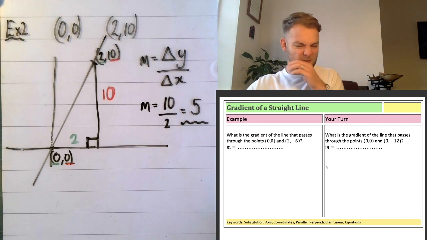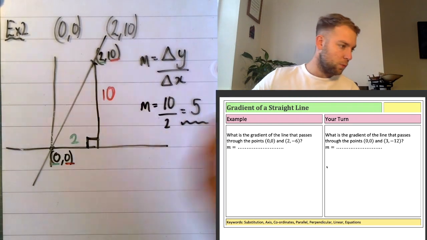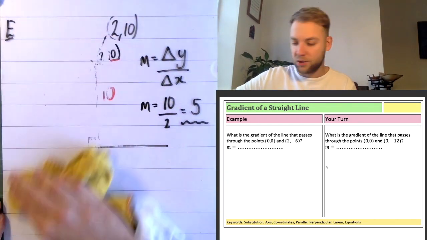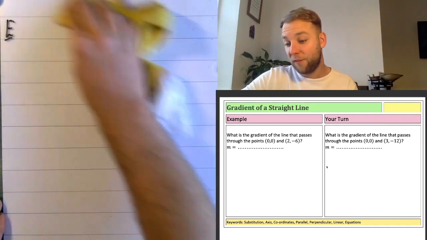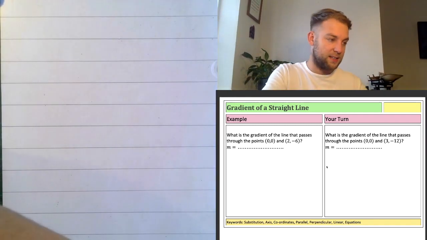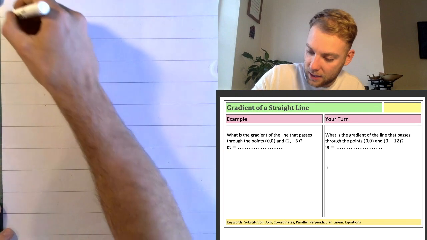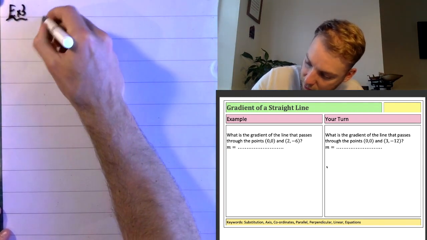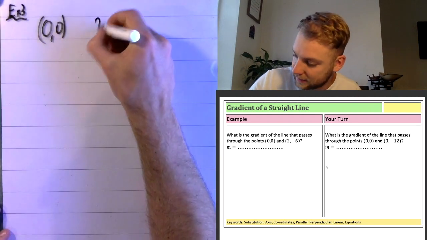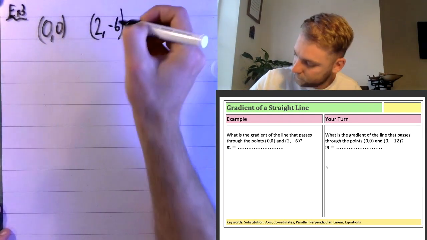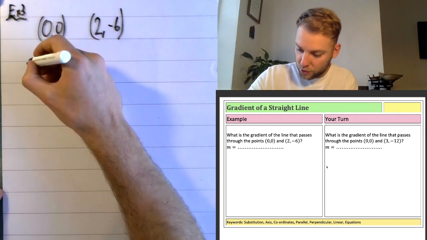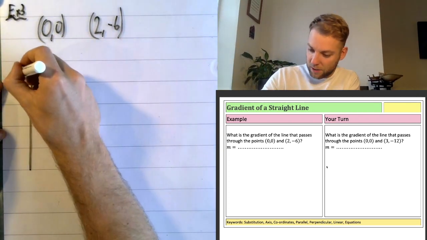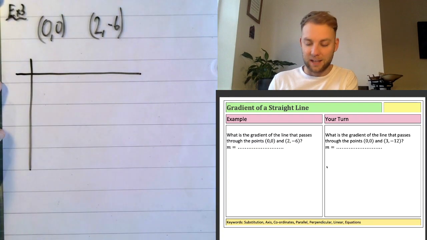Now, what makes this one different? So what is the gradient of the line that passes through 0, 0 and 2, minus 6? Now the difference and the thing that always makes these trickier is that negative. So I'm going here, this is example 3, between 0, 0 and 2, minus 6. Now when I'm going to draw this one, I'm going to draw it nice and big again. Now because I'm going down minus 6, I'm going to do my lines like this. I'm kind of thinking ahead here.